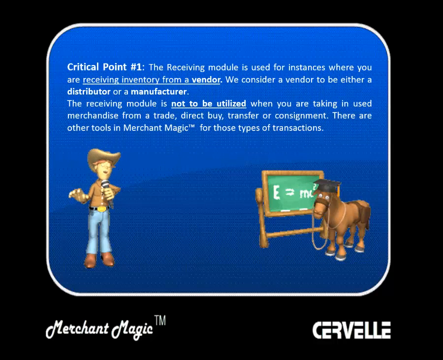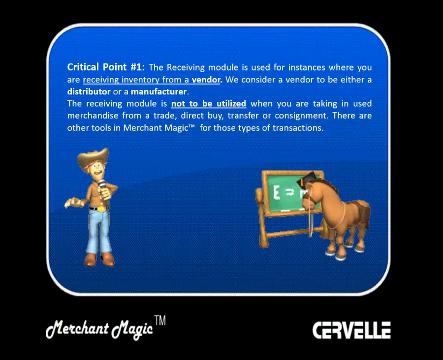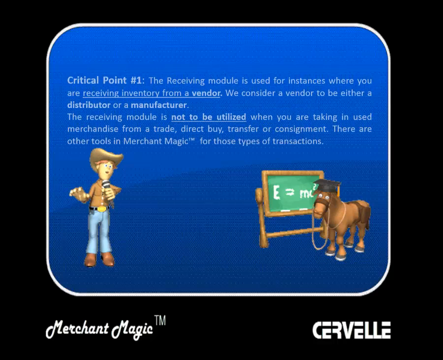Critical point 1. The receiving module is used for instances where you are receiving inventory from a vendor. We consider a vendor to either be a distributor or a manufacturer. The receiving module is not to be utilized when you are taking in used merchandise from a trade-in, direct buy, transfer, consignment. There are other tools in Merchant Magic for those types of transactions.